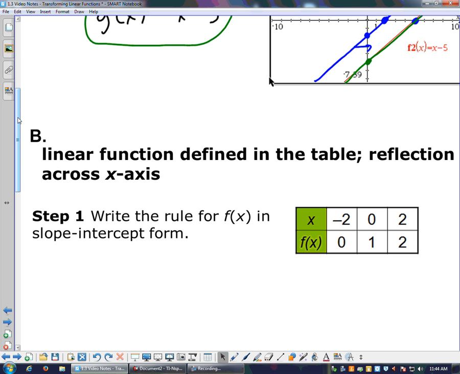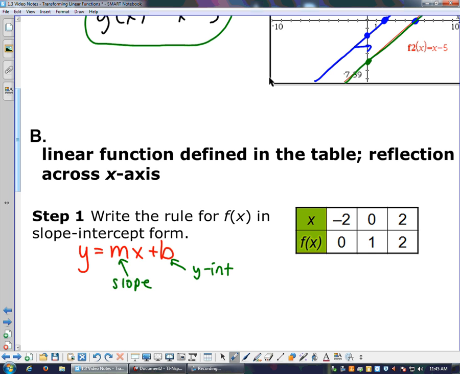So my first step here is I have to write the rule or the equation for f of x in slope-intercept form. Now, remembering slope-intercept form, that's the same as y equals mx plus b. Again, in this case, we have that m stands for my slope, and that b stands for my y-intercept.